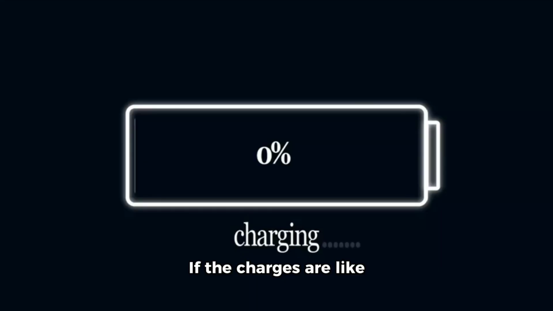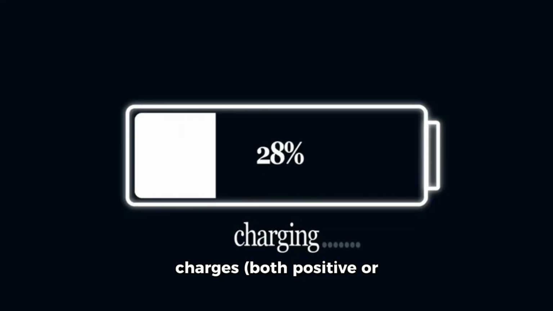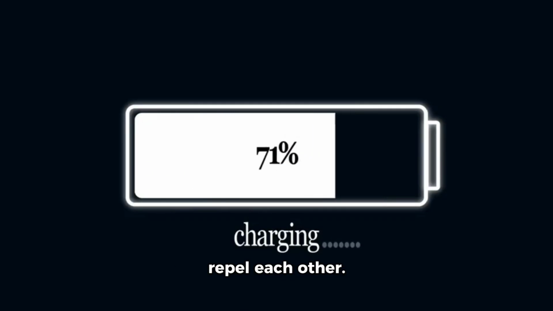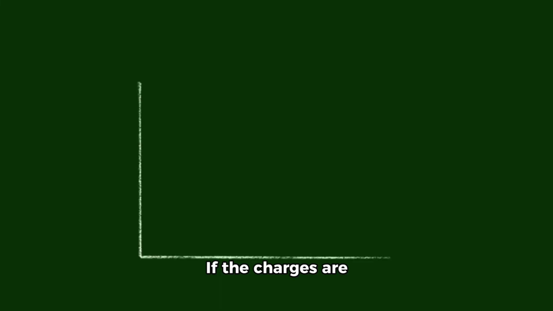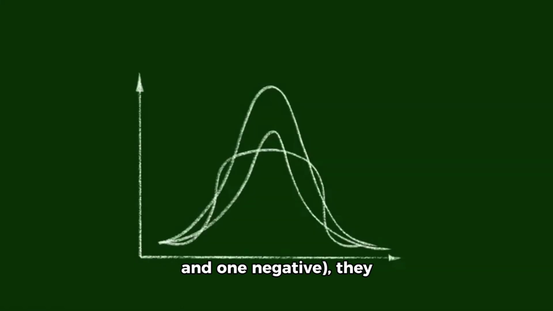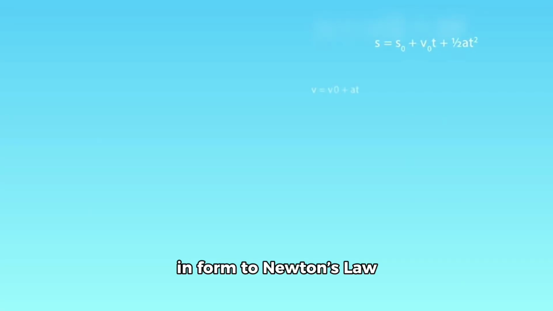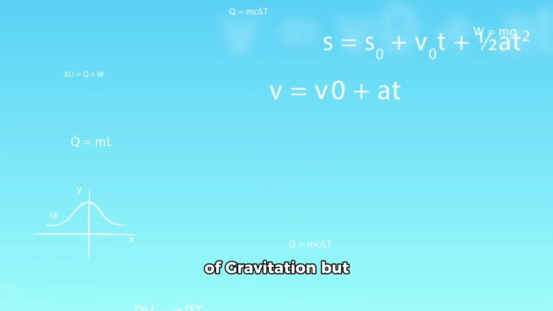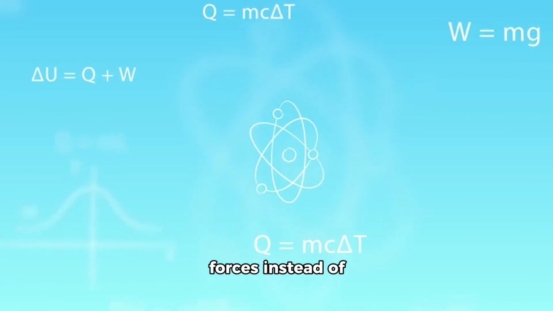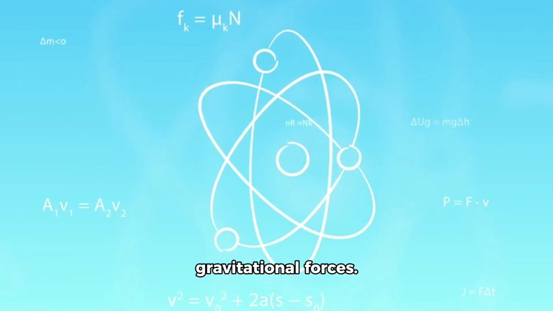Important points. If the charges are like charges, both positive or both negative, they repel each other. If the charges are opposite, one positive and one negative, they attract each other. Coulomb's law is similar in form to Newton's law of gravitation, but applies to electric forces instead of gravitational forces.